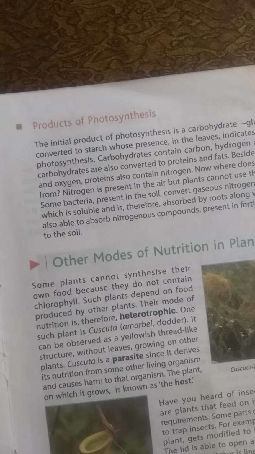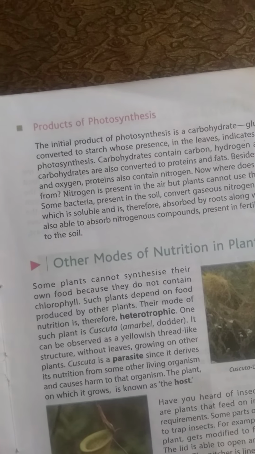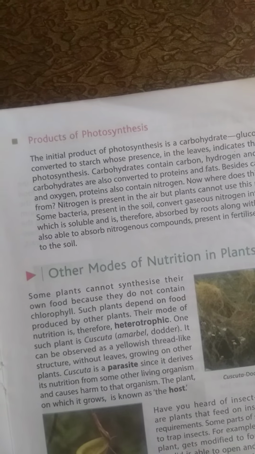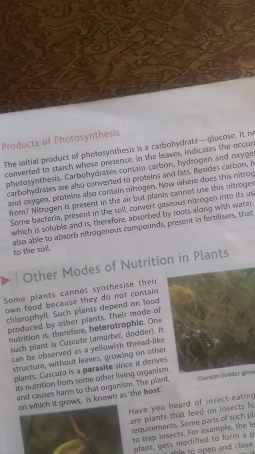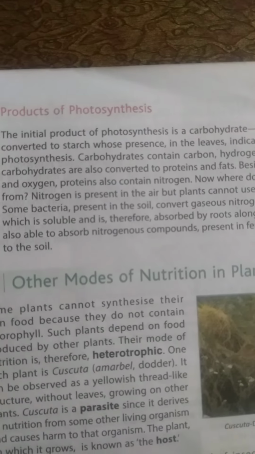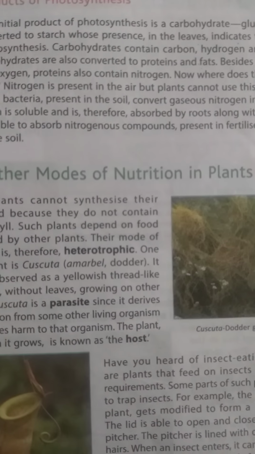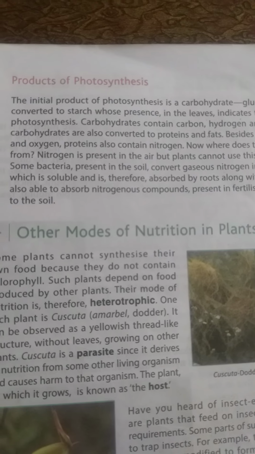Carbohydrates, they contain different elements like carbon, hydrogen and oxygen. Some of the carbohydrates are converted to proteins and fats also. And nitrogen is also present in the air, but plants cannot use this nitrogen directly. It is a very important thing. Nitrogen cannot be used by the plants directly. It has to be first converted into soluble form, that is nitrate.